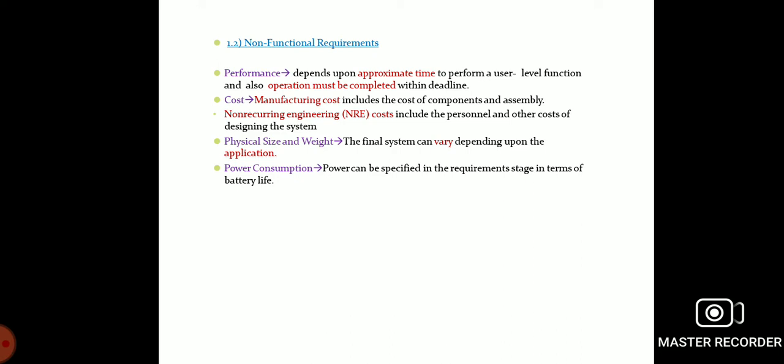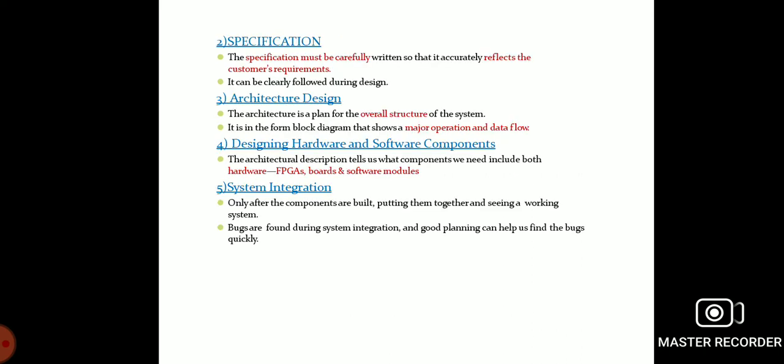And then the cost: the manufacturing cost including the cost of the components and the assembly, and the non-recurring engineering cost, which includes the personnel and other costs of designing the system. The physical size and weight of the final system can vary depending upon the application. And the power consumption can be specified at the requirement stage in terms of battery life. So these are the four categories of non-functional requirements: performance, cost, physical size and weight, and power consumption.